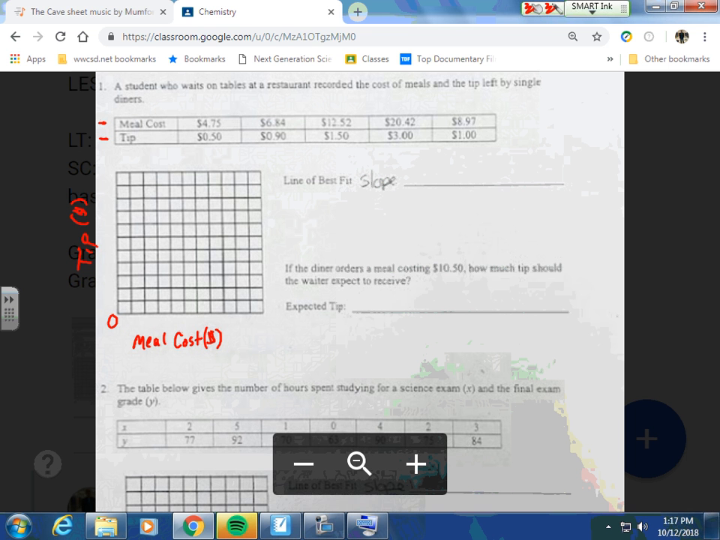All right, so we got to figure out our scale for the x-axis here. Can you close that all the way, Isaac?